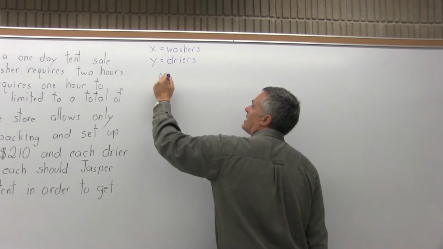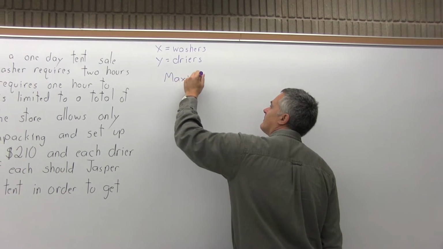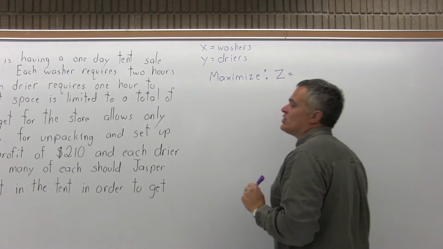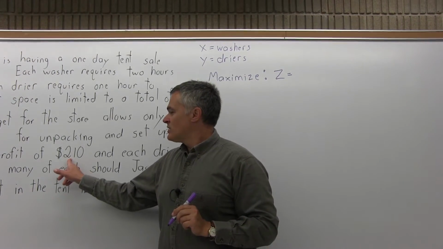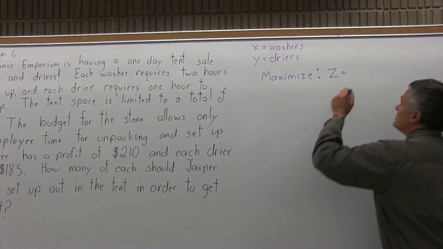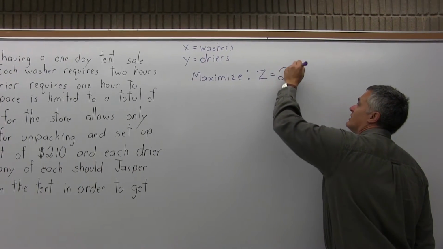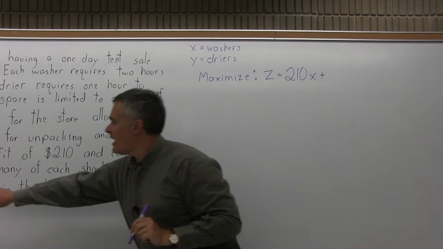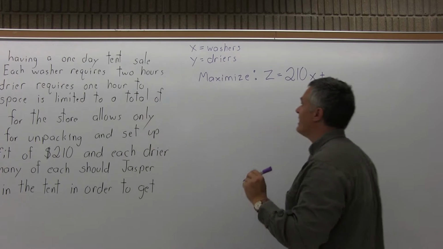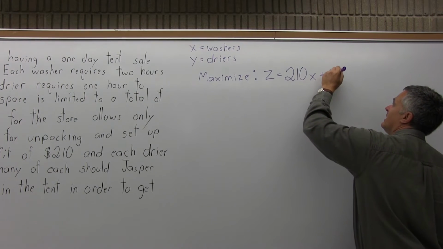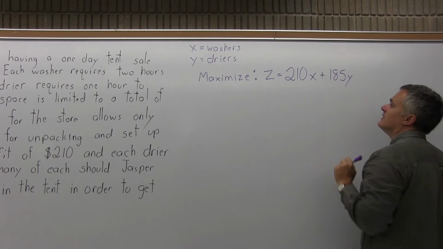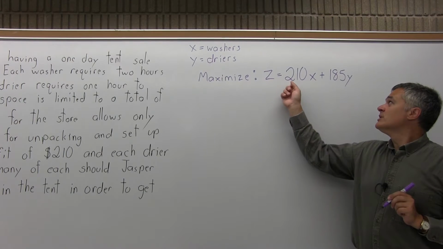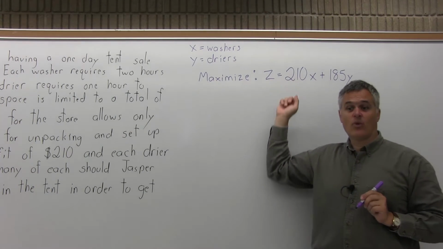So I'm going to write maximize z equals, so the washers are represented by x, and each washer has a profit of $210. So we're going to maximize z equals 210x plus, and the dryers, which are represented by y, have a profit of $185. So it's plus 185y. So step 2, write out the objective function, gives us maximize z equals 210x plus 185y.